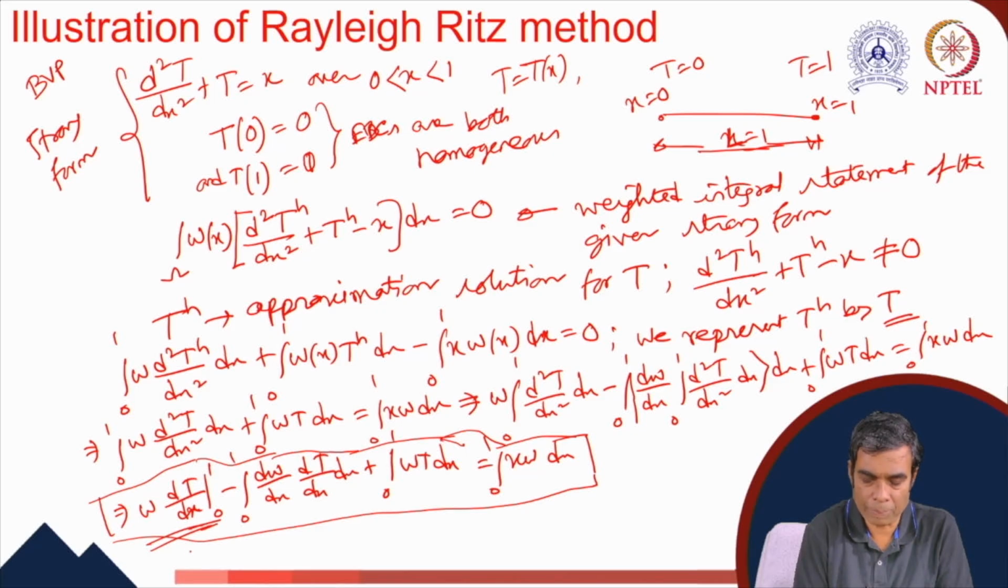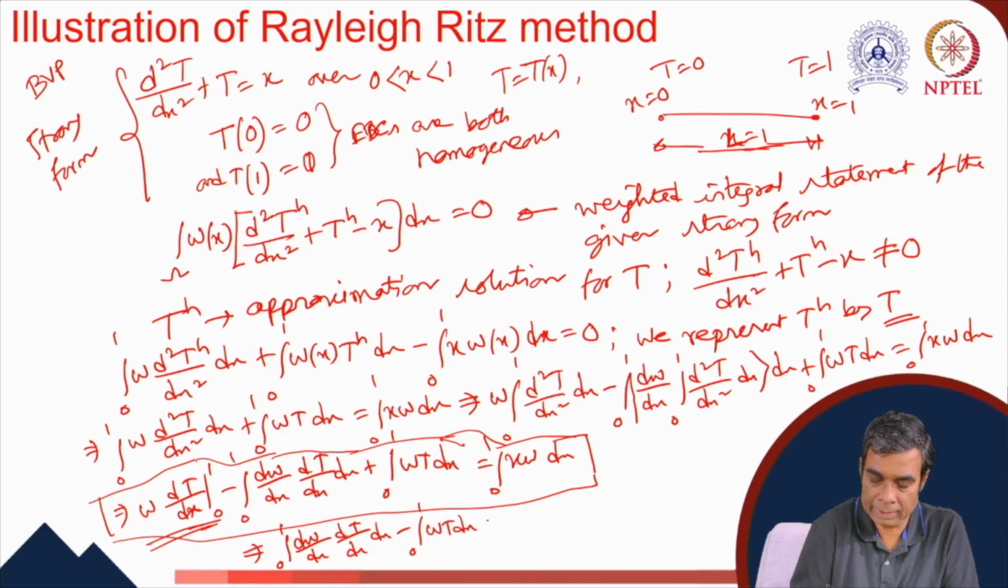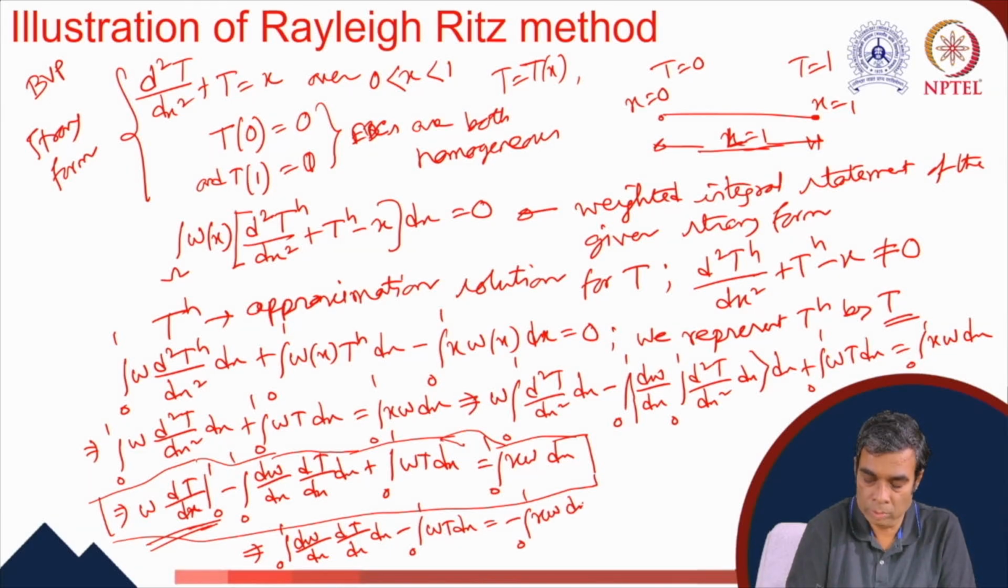For the present problem, we do not have any natural boundary condition term, and because of this, we can discard this term. The remaining second and third terms on the left hand side will give us the bilinear term, and the right hand side will give us the linear term. So we can simplify this as integration 0 to 1 dw/dx dT/dx dx minus integration 0 to 1 wT dx equals minus integration 0 to 1 xw dx.